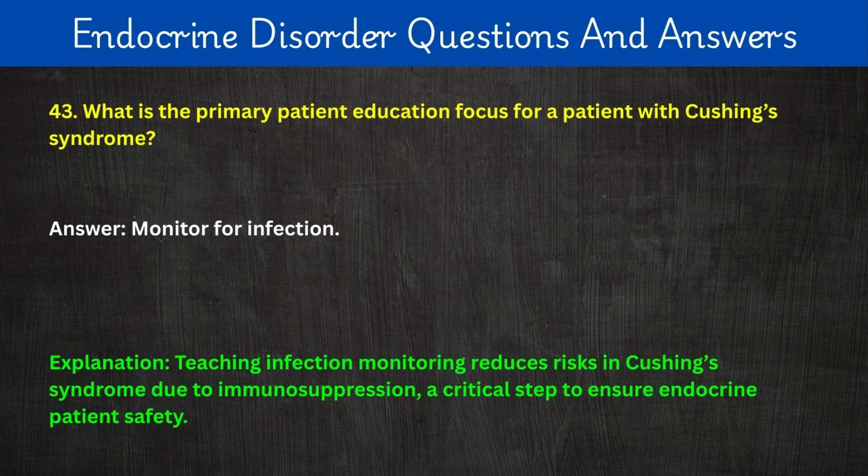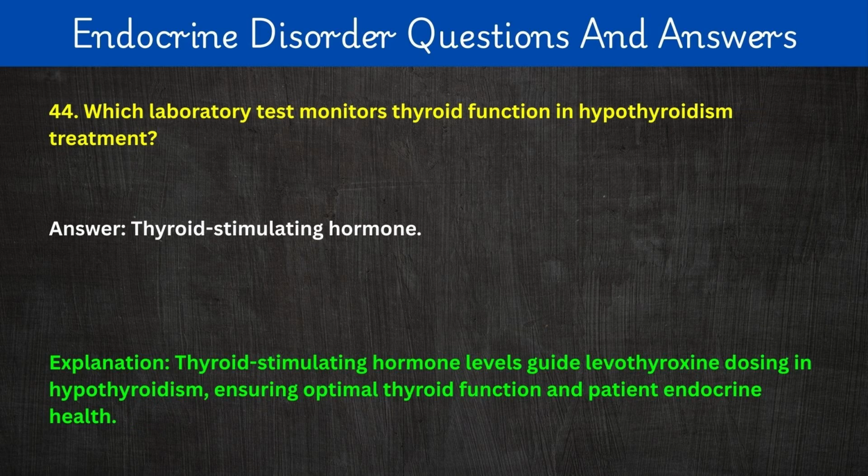43. What is the primary patient education focus for a patient with Cushing syndrome? Answer: monitor for infection. Explanation: teaching infection monitoring reduces risks in Cushing syndrome due to immunosuppression, a critical step to ensure endocrine patient safety.